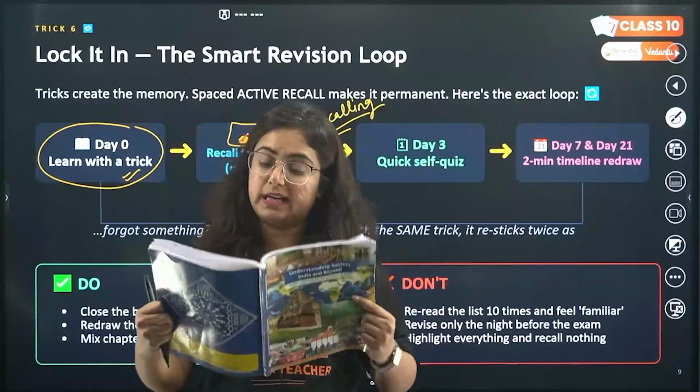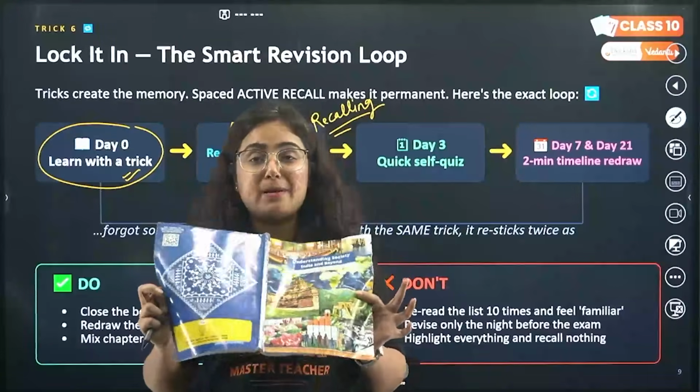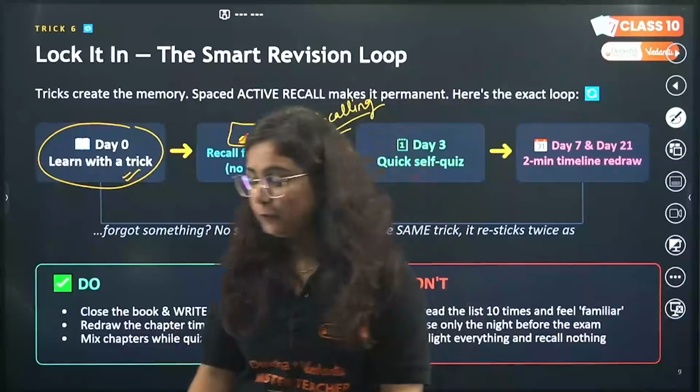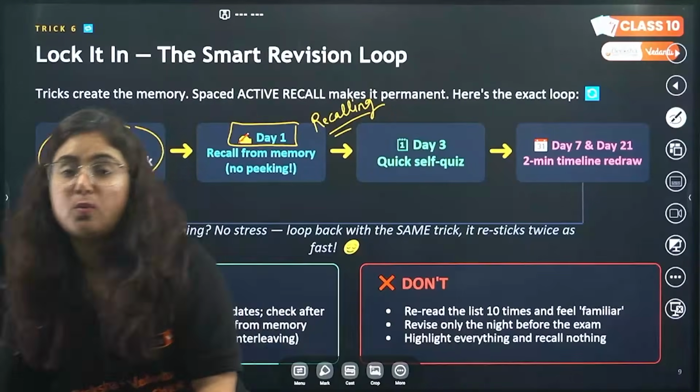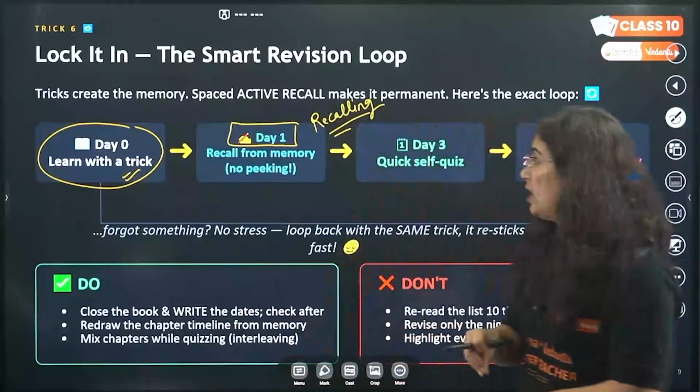1919, this happened. 1919, this happened. This is remembering, which is actually wastage of your time. And hence start doing what? Recalling the trick. Recalling the things.